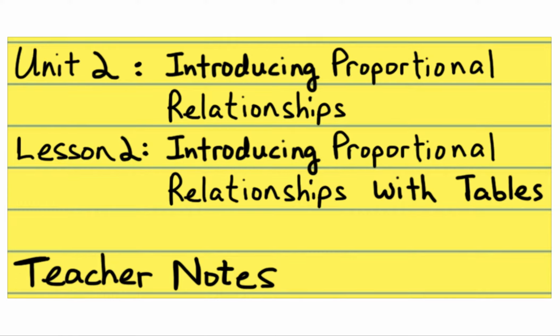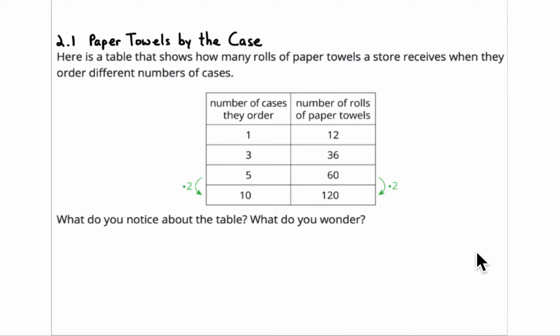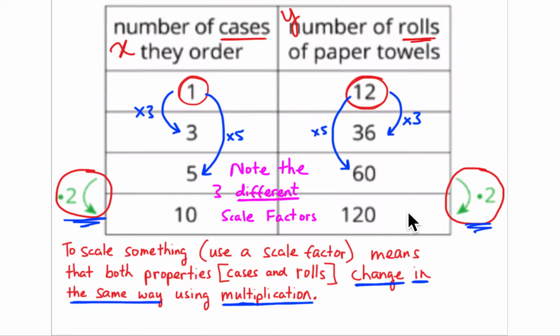This is lesson 2, introducing proportional relationships with tables. And this is the table, the first activity. Notice that as you go from one row to another row, that is using what's called the scale factor. So 1 times 3, 12 times 3. 1 times 5, 12 times 5. But notice that you're using different scale factors.